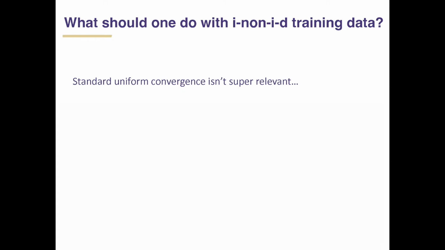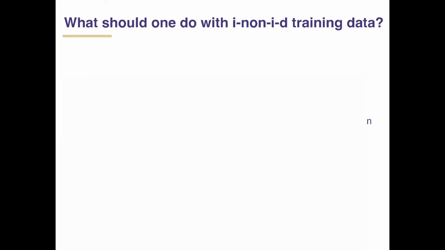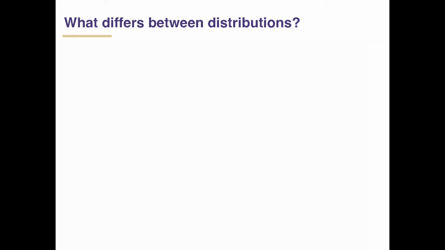But I've been trying to motivate for you a collection of settings which are nicer than fully online or adversarial setups, but less nice than the standard IID assumptions that we generally make for an introductory grad machine learning class. So at least some of our training data is not going to follow the test distribution. What can we do? We should start by asking what we are assuming might differ between our distributions. And the short answer for the purposes of this talk is that I want to imagine all sorts of different things might change.